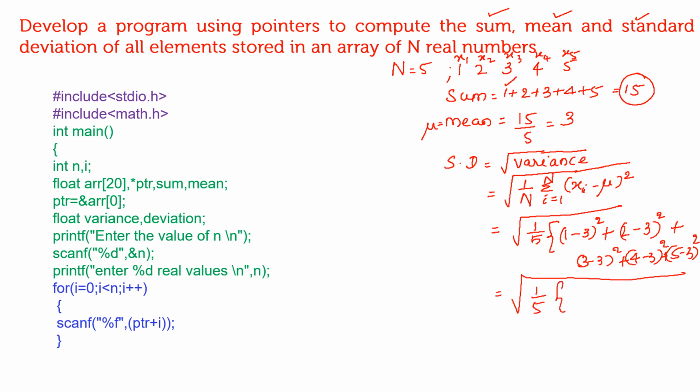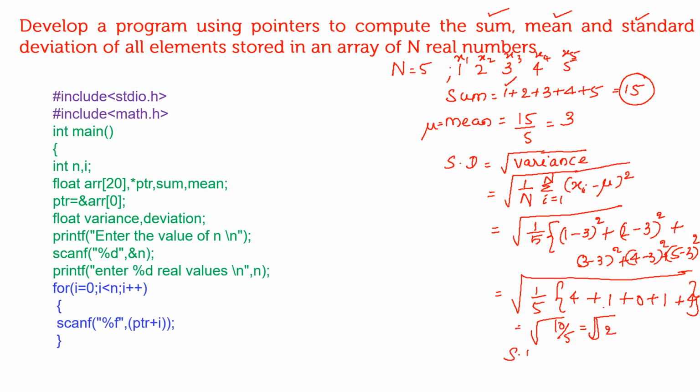Okay, 1 minus 3 will be minus 2, minus 2 the whole square, you will be getting as 4. Then what is the next one? 2 minus 3 gives minus 1, minus 1 the whole square is 1, plus 3 minus 3 is 0, right? 0 plus 4 minus 3, so you'll be getting 1 square, so 1 again, and here 5 minus 3 is 2, 2 2s are 4, right? So 4 plus 4 is 8, 9, 10, so you'll be getting 10 divided by 5. So what is your value? 10 divided by 5 is 2, right?